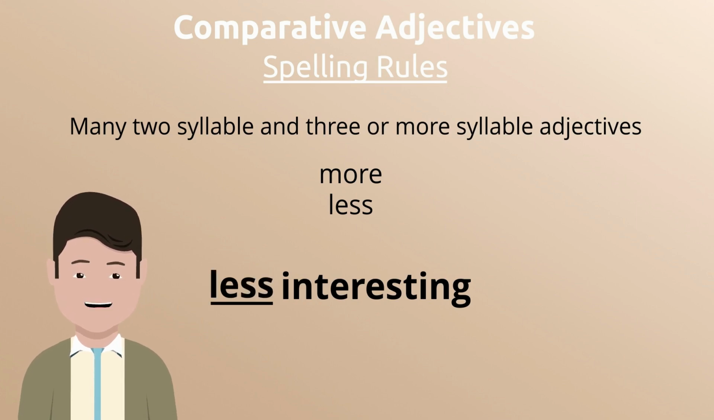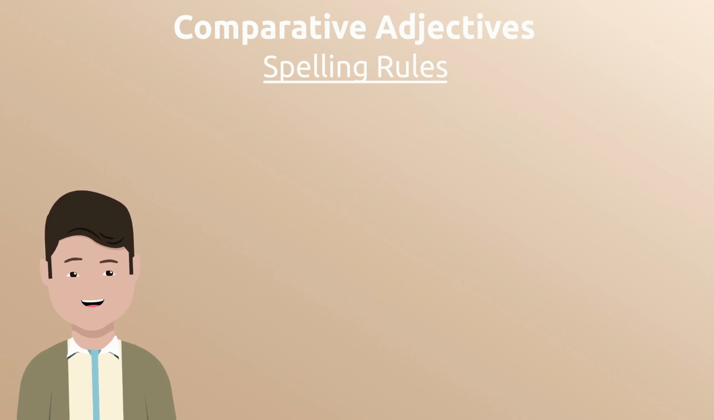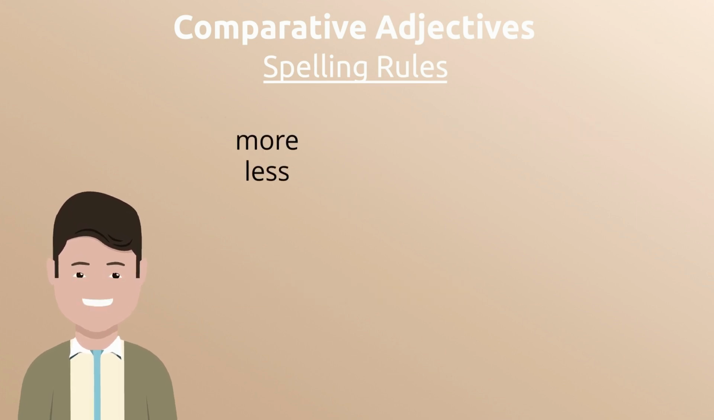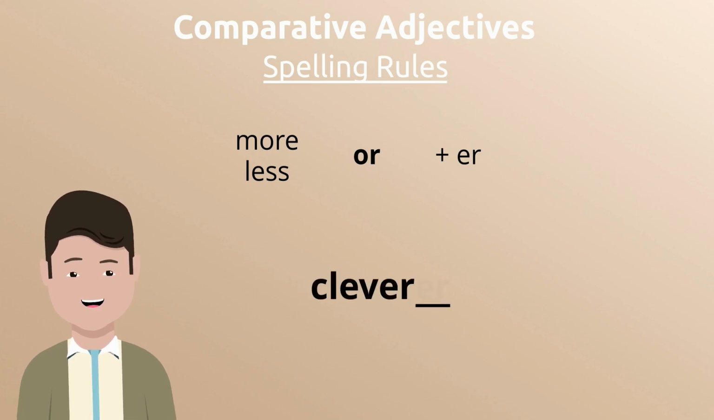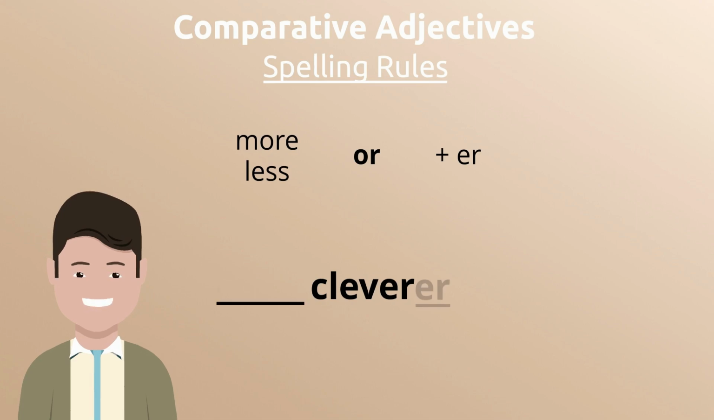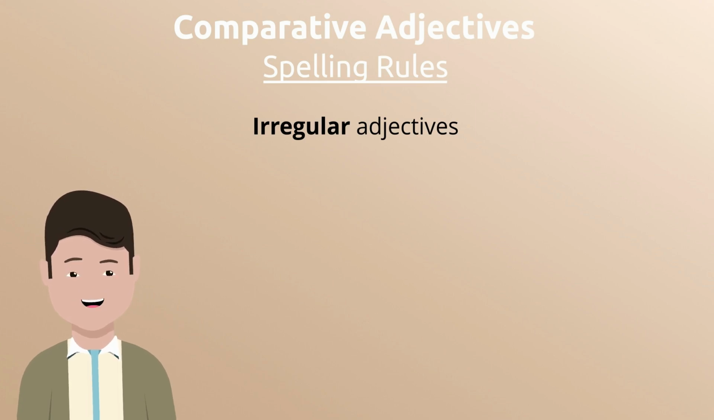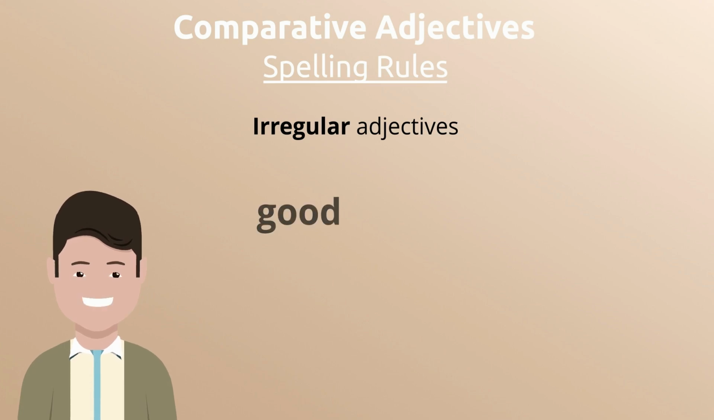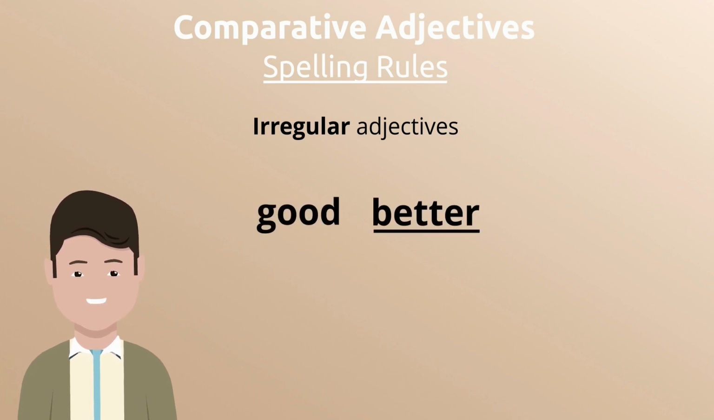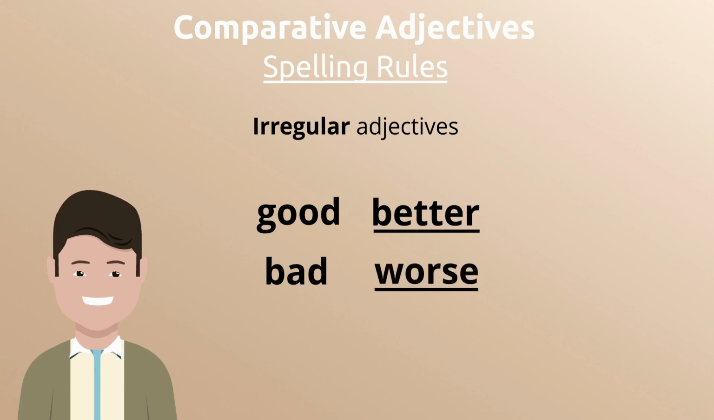There are some adjectives that have two possible comparative forms. More or less can go before them, or er can be added. For example, for the adjective clever, we can say cleverer, or we can say more clever. Additionally, there are irregular adjectives. We must remember the comparative form of these. For example, the comparative form of good is better, and the comparative form of bad is worse.